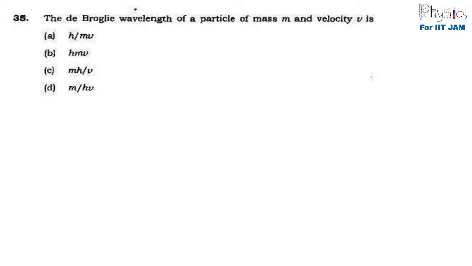So here is our next question. The de Broglie wavelength of a particle of mass m and velocity v is: option A, h by mv; option B, hmv; option C, mh by v; option D, m by hv. Tell me which is the correct option here.